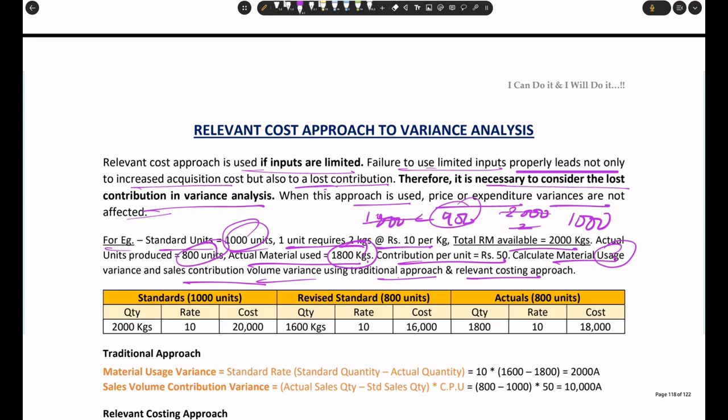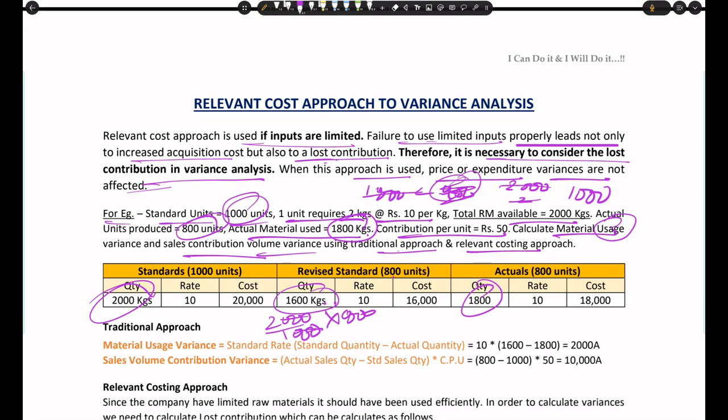So the standard is like we calculated, this is the 1600. Wait a second, how did they calculate the revised standard quantity? I think they calculated it from 2000 for 1000 units, so how much for 800 units? This is 1600 kgs. So I think the 900 is nothing, I wasted my time. So 2000 kgs is the standard quantity, the revised standard quantity is 1600, and actual is 1800, which is given in the question.